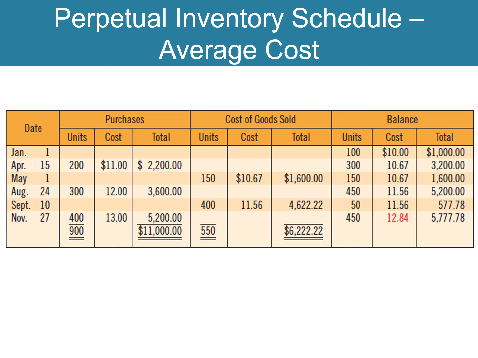Again, on November 27th, we're purchasing units, 400 units at $13, gives us 5,200. We bring our balance across. The 50 plus 400 gives us 450 units, and our total of 577.78 plus the 5,200 gives us 5,777.78. For our average cost, it is 5,777.78 divided by our units of 450. That gives us $12.84.